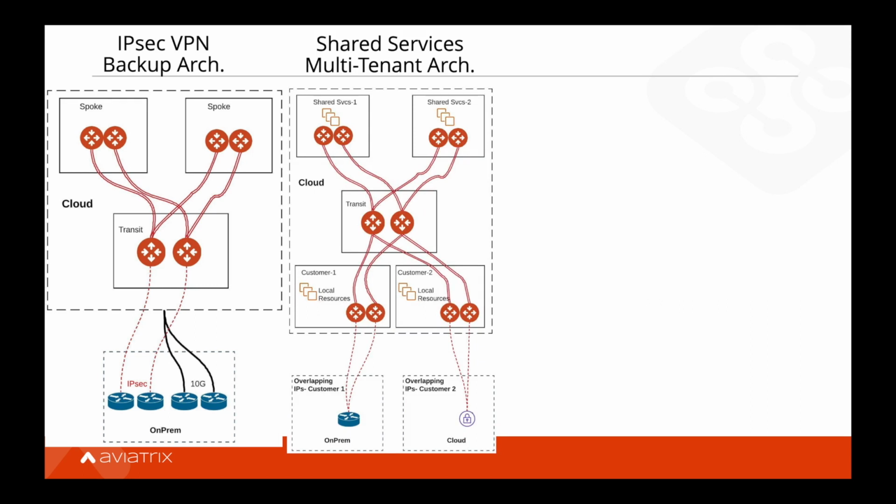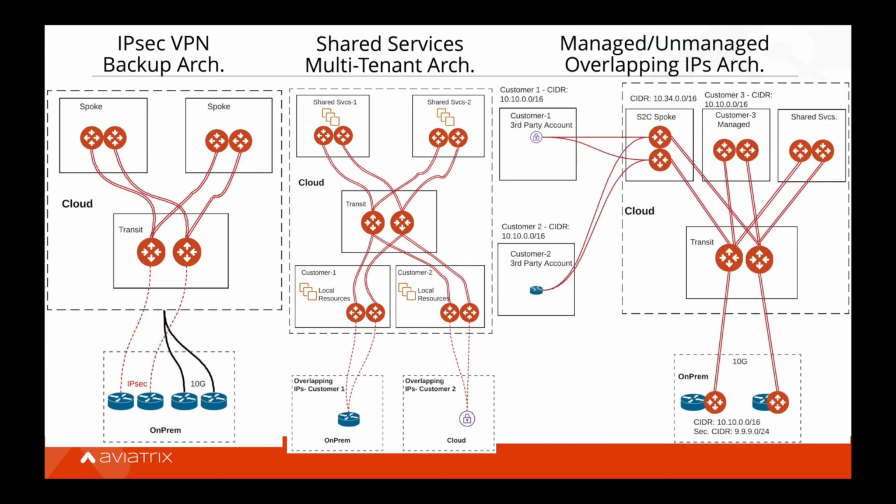The next use case is shared services multi-tenant architecture. This is used very commonly by SaaS providers, as well as service providers, as well as enterprises who need to have multi-tenancy for internal customers. Customers are accessing shared services as well as specific local resources. A common challenge these customers face is when the IP ranges of multiple customers overlap with each other. Aviatrix solves this challenge by providing complete segmentation to each customer using multi-cloud network segmentation.